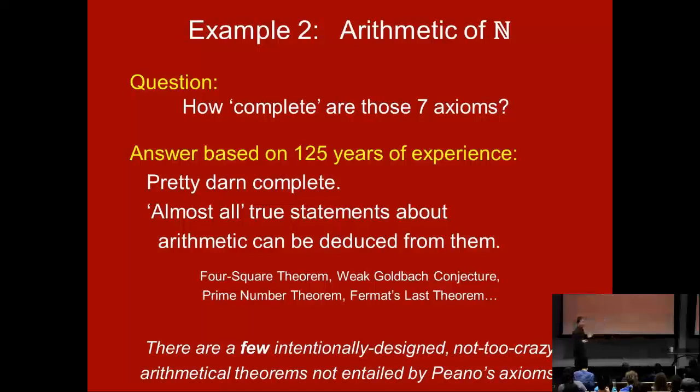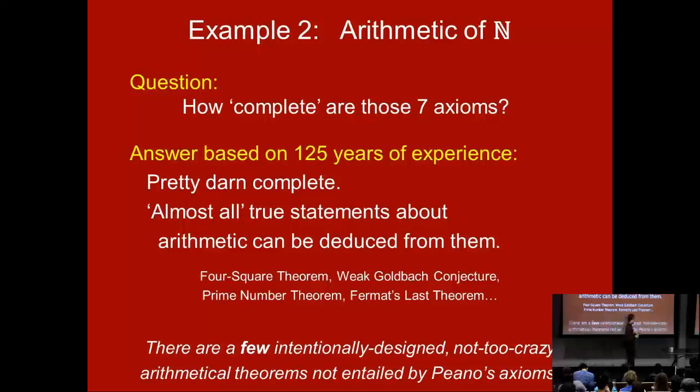So how complete are these axioms? This is not a formal answer, but it's an answer based on experience. 125 years of experience in math, they're pretty complete. Pretty much almost all true statements about arithmetic that you can formalize using his vocabulary can be deduced from them. So even complicated theorems like the prime number theorem, Fermat's last theorem, the theorem that every number is the sum of 4 squares, you can deduce all these arithmetic theorems from his 7 axioms.